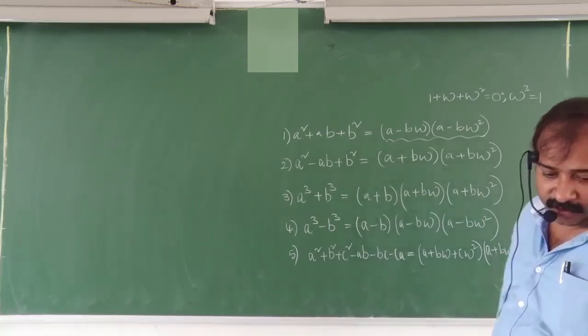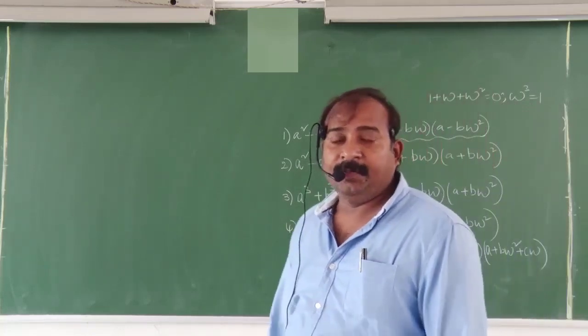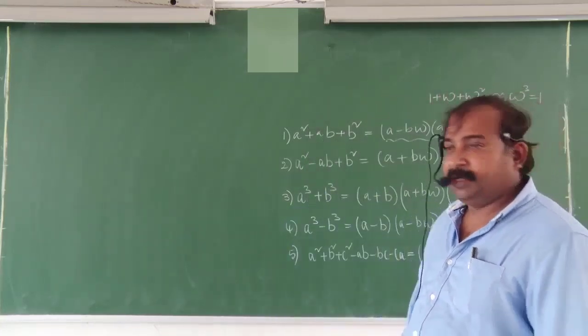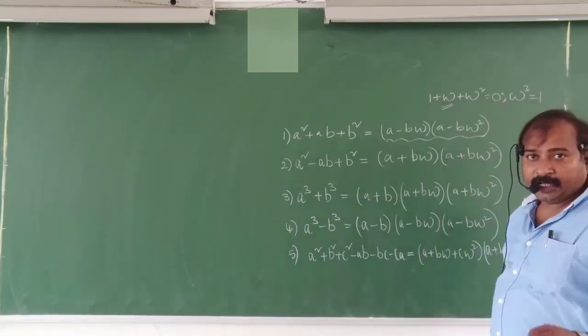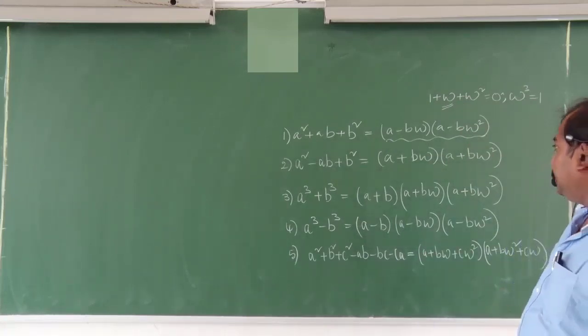Of course, all these formulae are given in the Arihant book. Just go through them one time. Here they clearly mention omega is the complex cube root of unity. So omega is the complex cube root of unity, what does that mean?